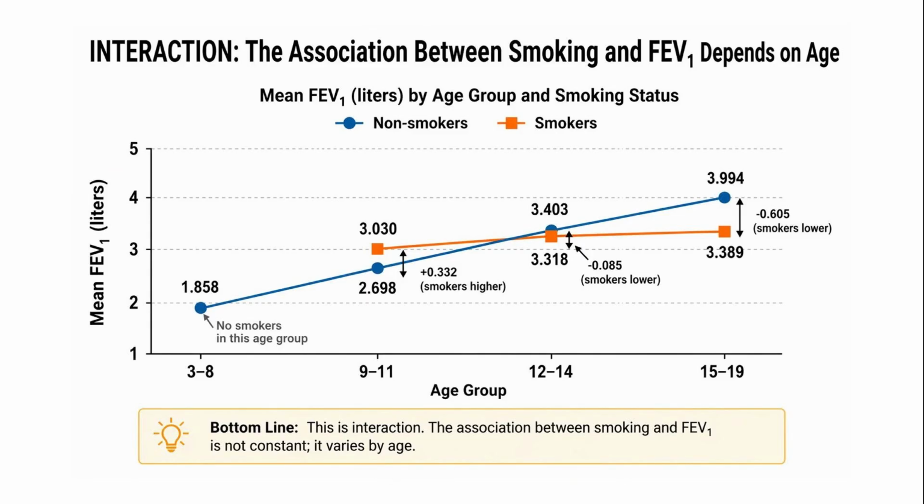So far, we have used a conceptual diagram to illustrate interaction, showing how the relationship between smoking and FEV₁ depends on age. That diagram captures the structure, but not how it appears in the data. We now turn to a standard interaction plot, comparing mean FEV₁ between smokers and non-smokers within each age group.